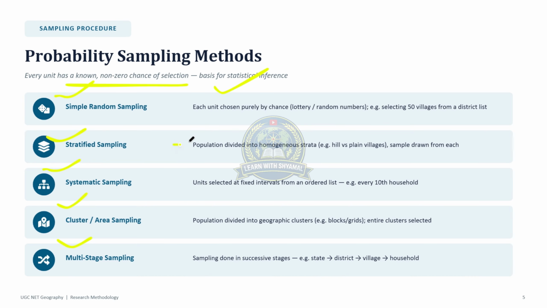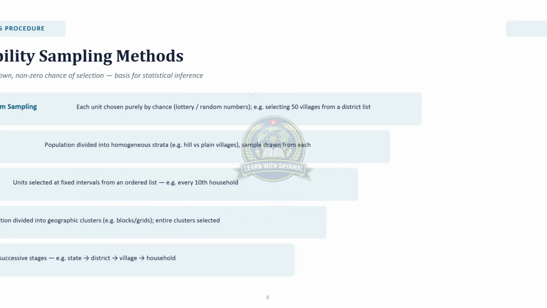Stratified sampling: population divided into homogeneous strata like hill versus plain villages, sample drawn from each. Systematic sampling: units selected at fixed intervals from an ordered list. Example, every 10th household. Cluster and area sampling: population divided into geographic clusters. Example, blocks and grids, entire cluster selected. Multi-stage sampling is done in successive stages. Example, state, district, village and household level. Okay, these are some examples of probability sampling methods.